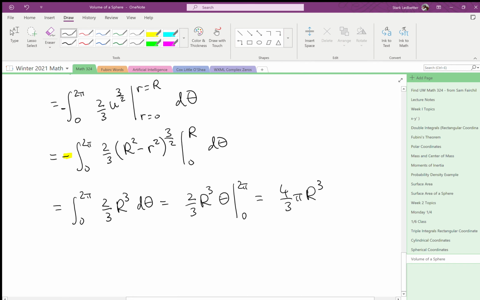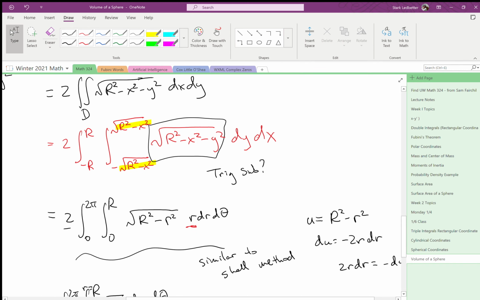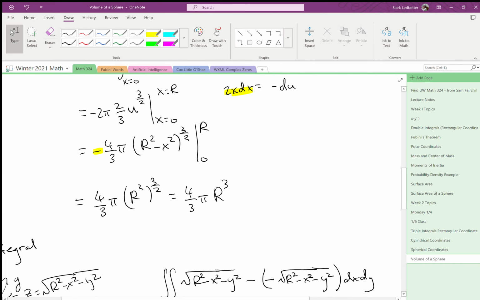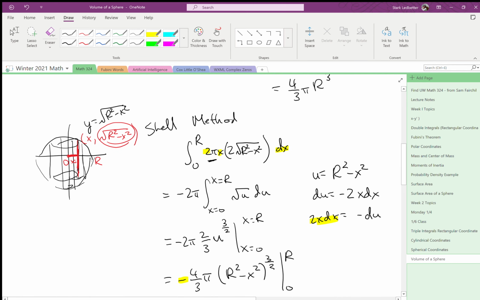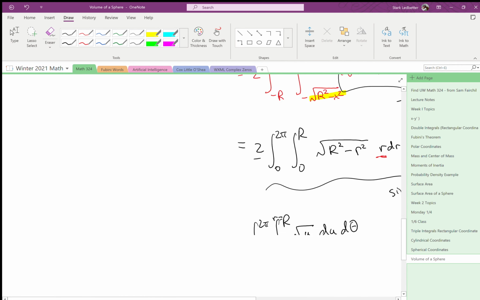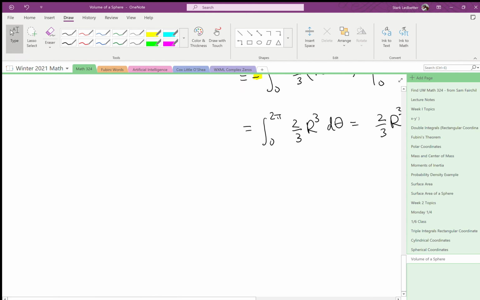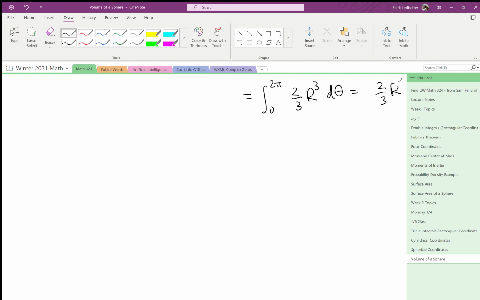I don't know that this is getting easier. This is more writing than the previous one. You could argue it was less thinking than the previous one, so maybe it's about the same as the shell method. I would say that might be true. I personally might prefer the shell method over this. Doesn't matter. Okay, and now we're going to do this sphere thing with triple integration.